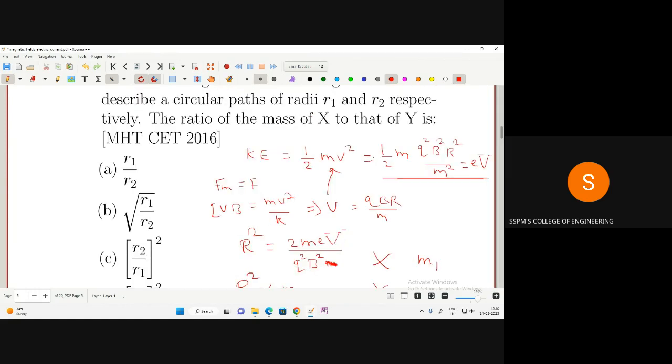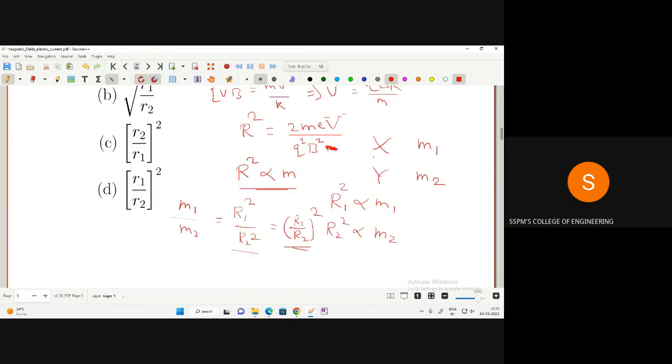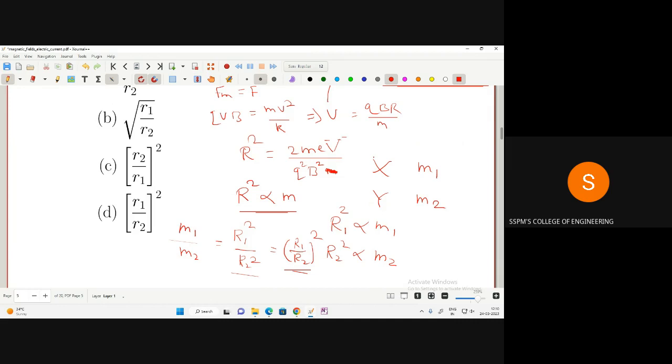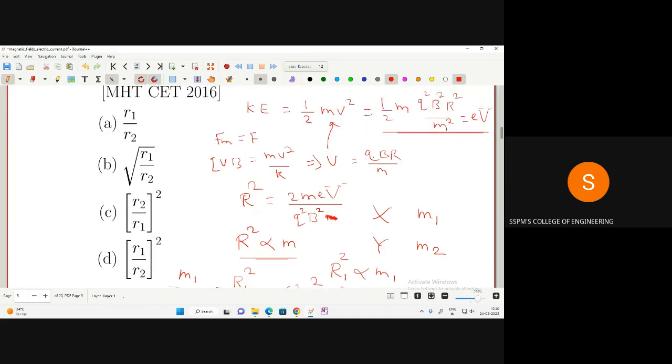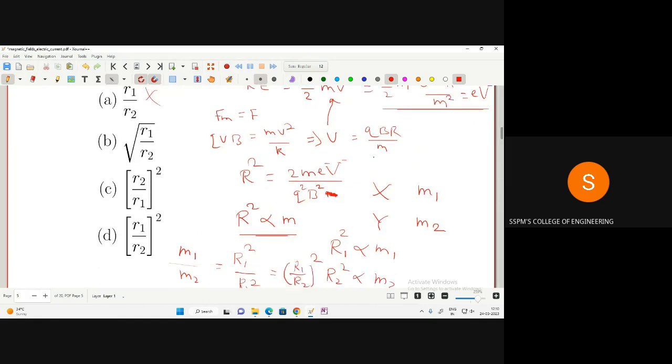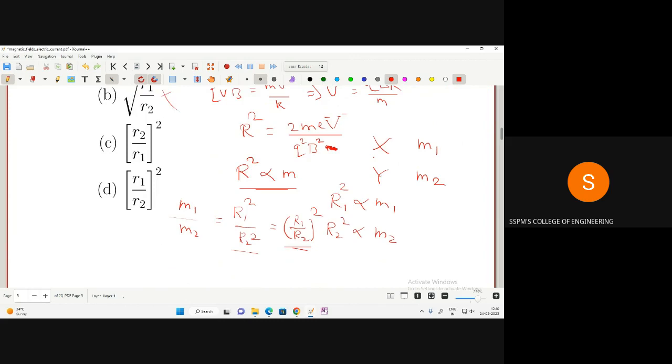What do we have to find? The ratio of the mass of x to the mass of y. The mass of x to the mass of y is equal to (R1 by R2) whole squared. So four options are given: R1 by R2 would be an incorrect answer. The square root of R1 R2 is incorrect. However, (R1 by R2) squared is the correct option. Option D is the correct option. Option C is also incorrect because the ratio R2 to R1 is given. So the ratio m1 to m2 is equal to (R1 to R2) squared.